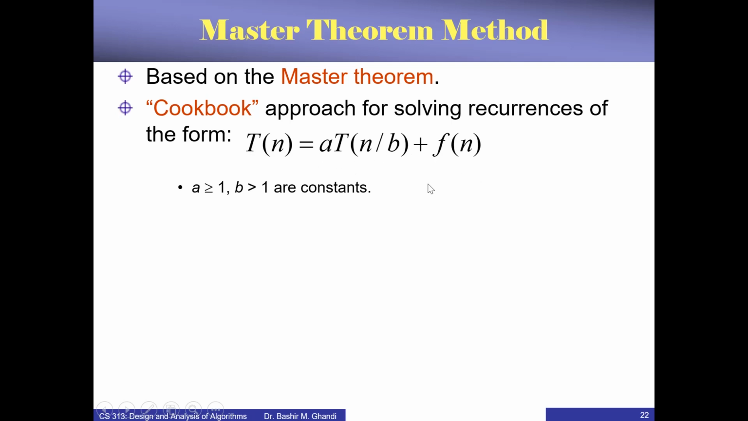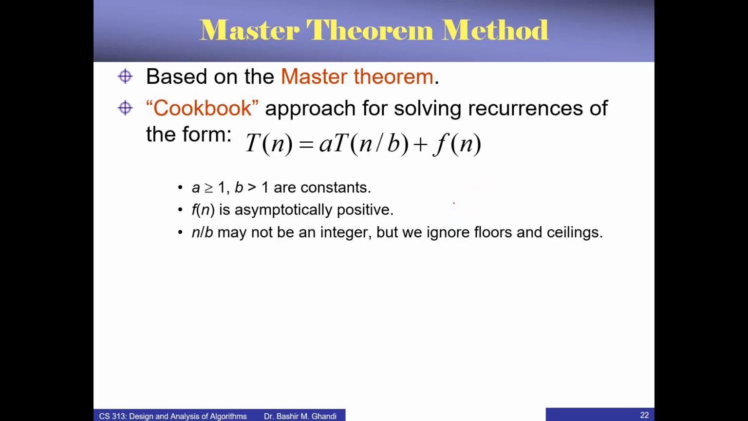T(n) = a T(n/b) + f(n), where a is greater than or equal to 1 and b is strictly greater than 1, because we have to divide the input size by at least 2. Okay, the input size shouldn't remain fixed. And f(n) is asymptotically positive, as we've been emphasizing. We want f(n) to be in this quadrant. It has to be a positive function.